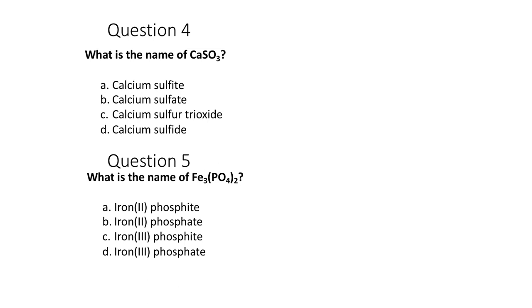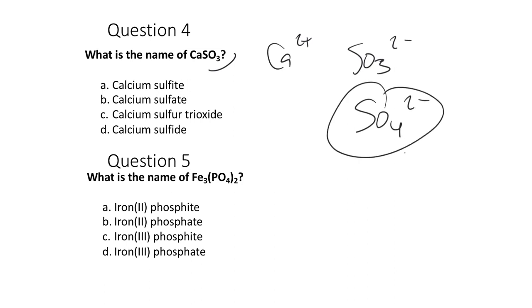Let's look at some naming questions here. So we have calcium carbonate, or calcium sulfate, calcium sulfite. So how do we name this thing? Calcium 2 plus is the calcium ion, and SO3 2 minus is derived off of SO4 2 minus. This is sulfate, so this would be sulfite. We're just memorizing sulfate, so this has to be calcium sulfite.